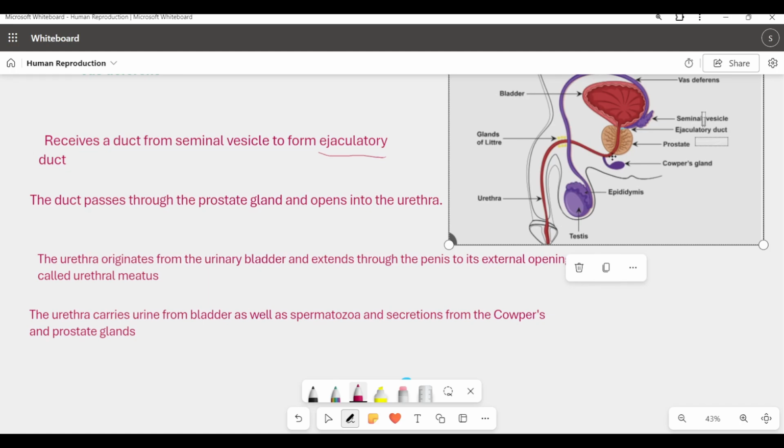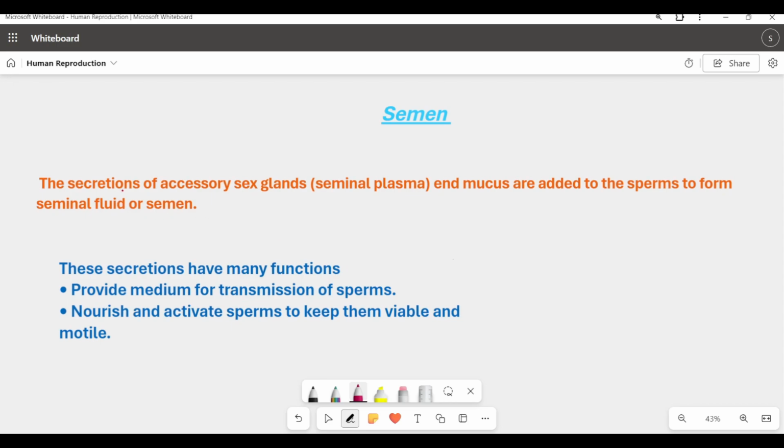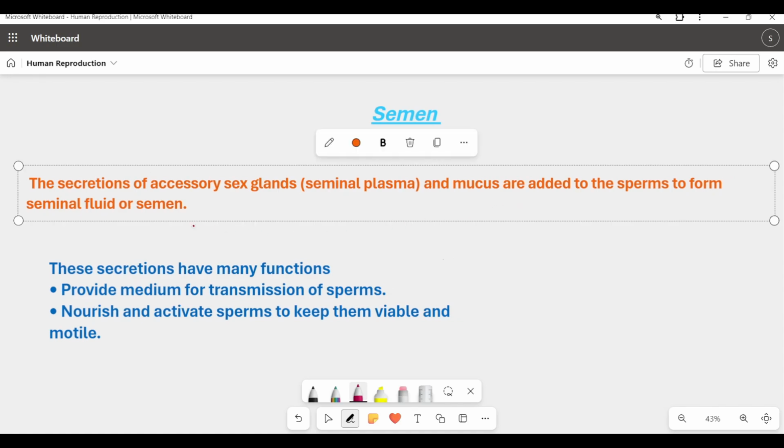The urethra carries urine from the bladder along with the spermatozoa. So whenever urine has to be passed, it comes out, and at the time of ejaculation, the sperm along with the secretions comes out. The secretions from the glands we have learned, like the seminal vesicles, prostate gland, and bulbourethral gland, together with the sperm form the seminal fluid or semen.